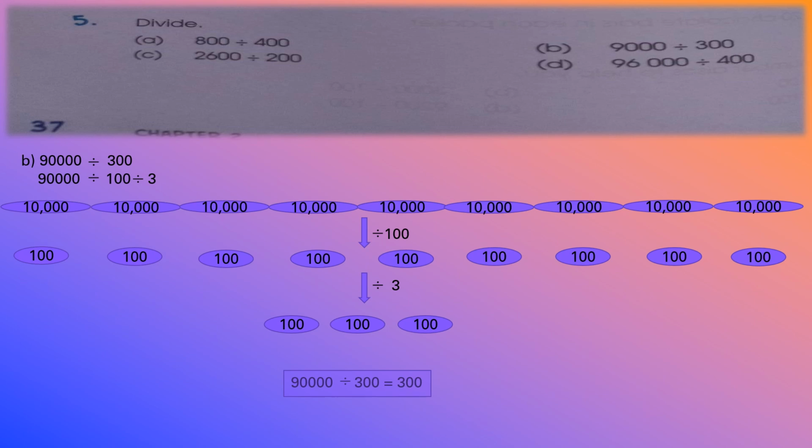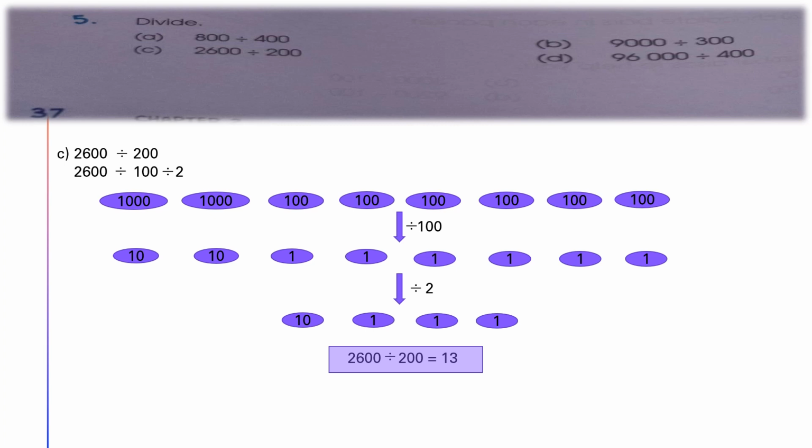So when 10,000 divides by 100, we have 100 as an answer. So we have 9 discs of 100 which are further going to divide by 3, and in the end we have 3 discs of 100. So 90,000 divided by 300 is equal to 300. In part C, we have to divide 2,600 by 200. Here we are going to break up 200 into 100 and 2. So first we are going to divide 2,600 by 100.